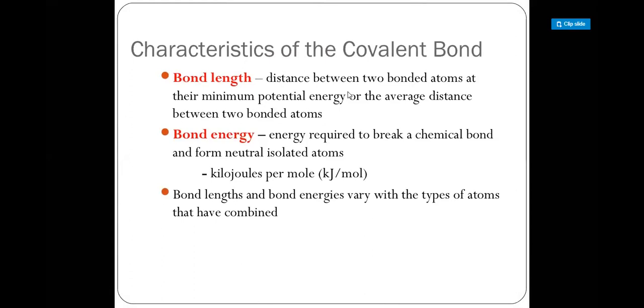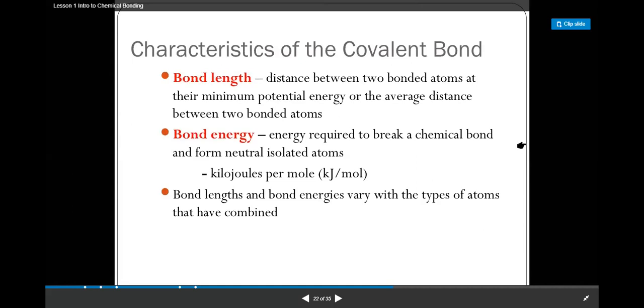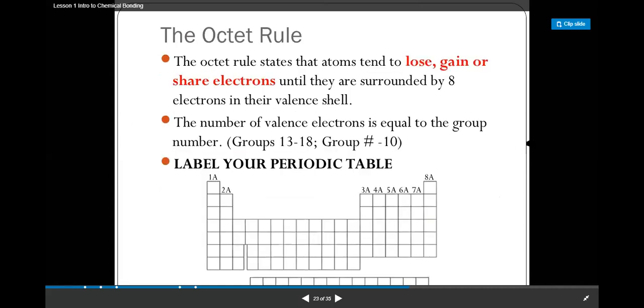Okay, and the bond energy is the energy required to break a chemical bond. So it is going to be expressed in kilojoule per mole. Here you can see bond length and bond energy vary with the type of atoms they combine. You can't say that all bonds have the same bond length and the same bond energy. There will be different bond lengths and different bond energies based on the types of atoms that have combined. Okay, we'll come back to this later.